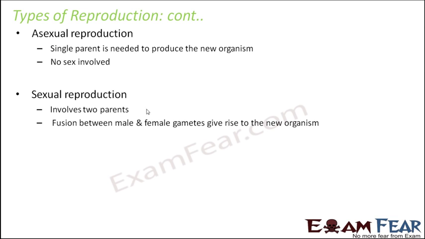In sexual reproduction, there is fusion between the male and the female gametes to give rise to the new organism. So here there are two parents which are involved. One is male and the other one is female. Each of them produces gametes. What are gametes? Gametes are nothing but the sex cells. This is another term for the sex cells. They each produce sex cells, and they both fuse together to form the daughter, or the new organism. So that is sexual reproduction.